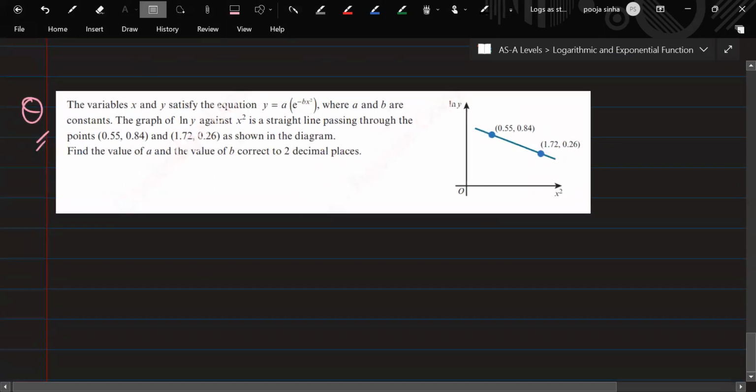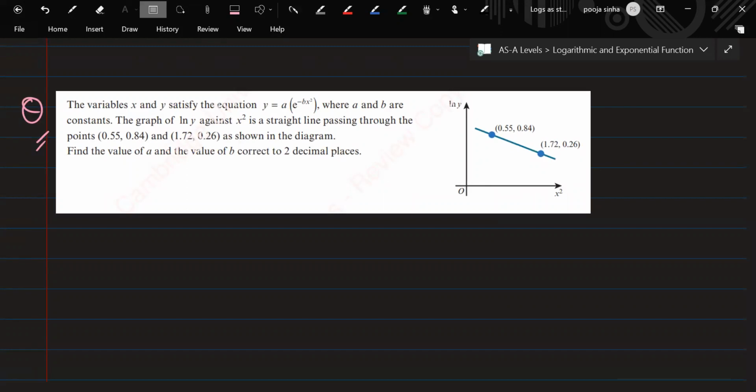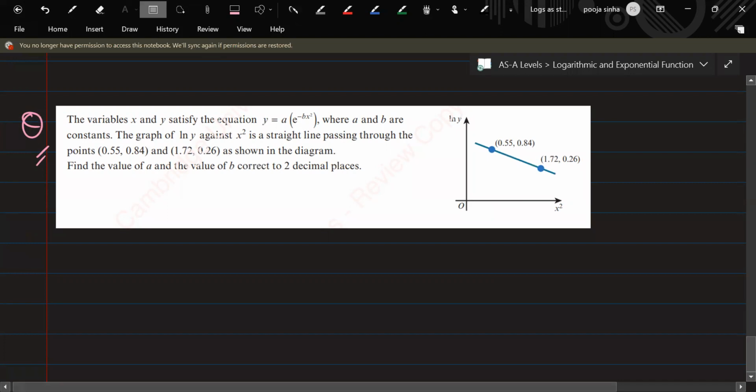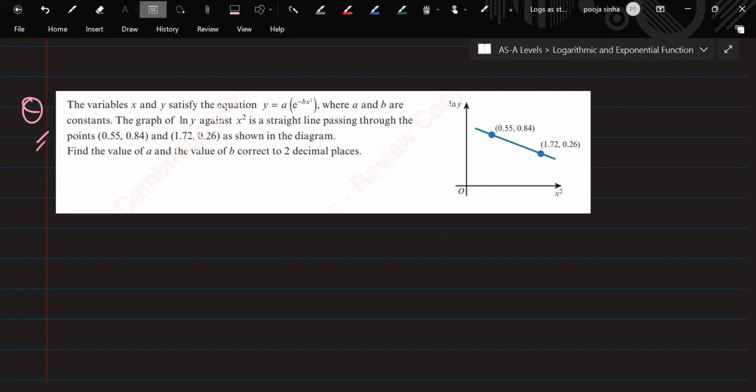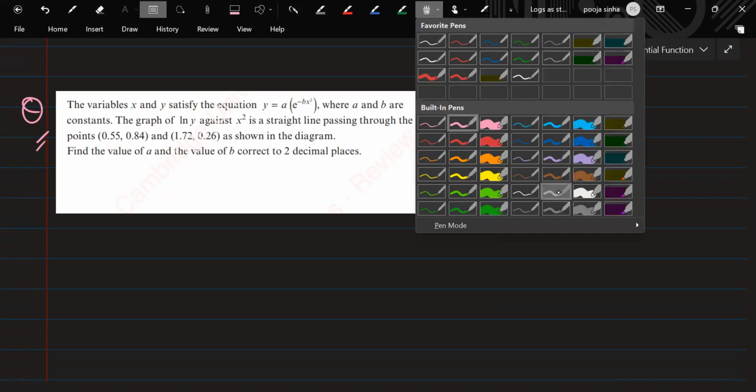Variables x and y satisfy the equation y is equal to a e raised to minus b x square. A and b are constants. Graph of ln y against x square is a straight line passing through these points. Now they've asked you to figure out what is the value of a and b. Do you understand the question? I don't know how to do it. No, it's okay. I'll tell you. It's very easy.